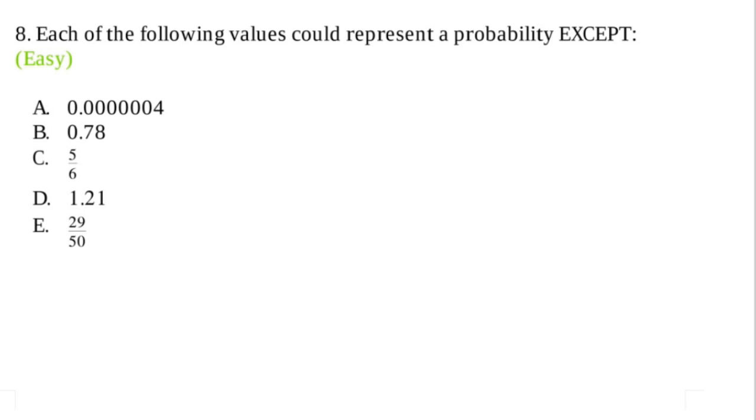Question number 8. Each of the following values could represent a probability except. This is a very straightforward question if we know what the term probability means. Probability, according to Wikipedia, is the measure of the likeliness that an event will occur. Well, that's really not in mathematic terms. To put it in mathematic terms, a probability is anything between the number 0 and 1. Anything greater than or equal to 0 and less than or equal to 1.